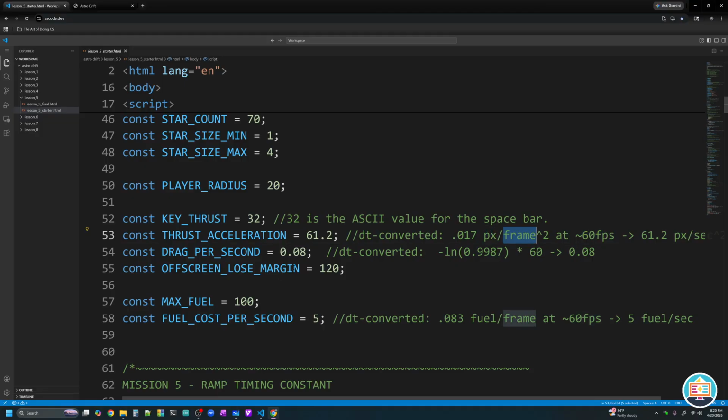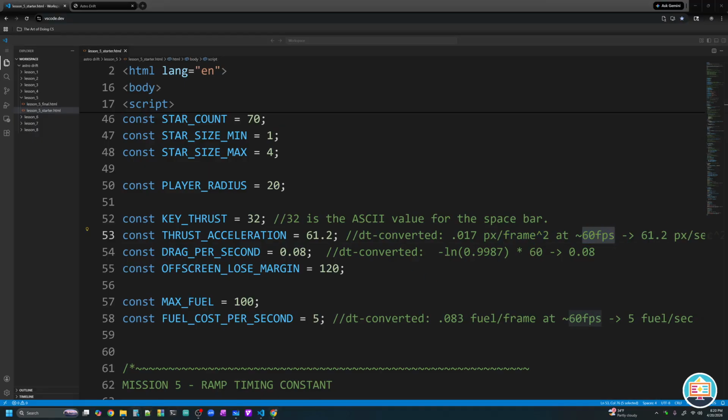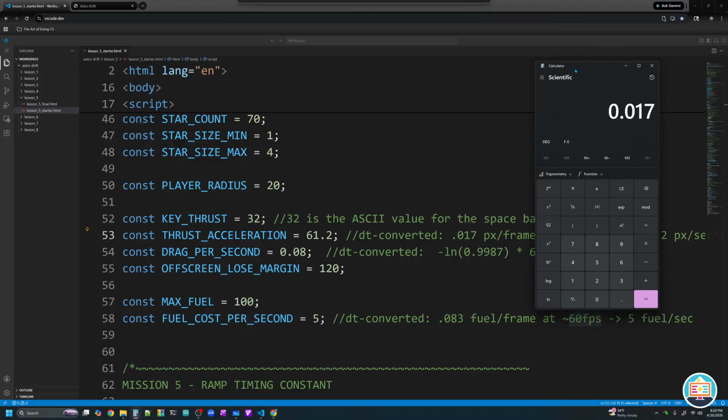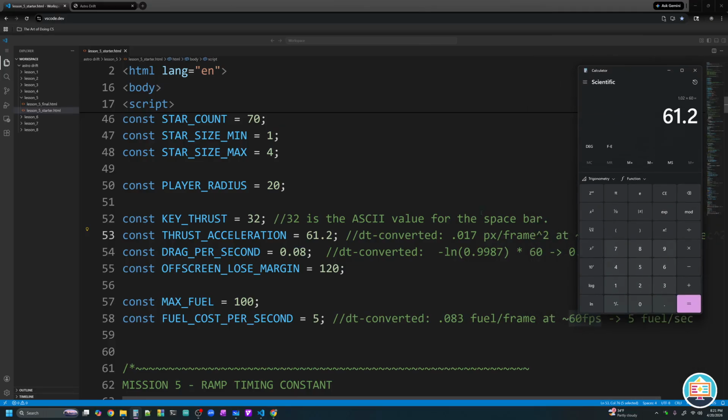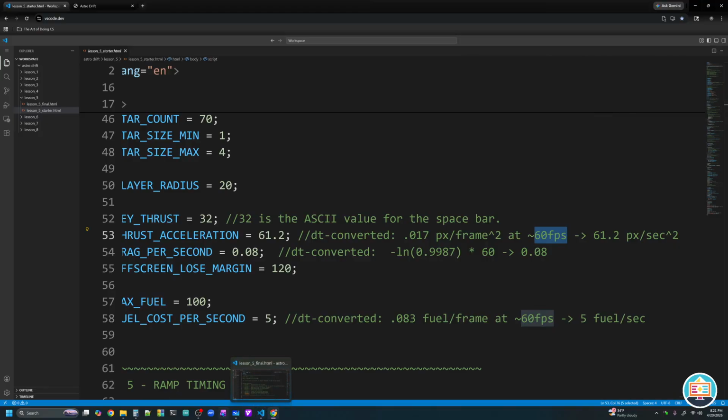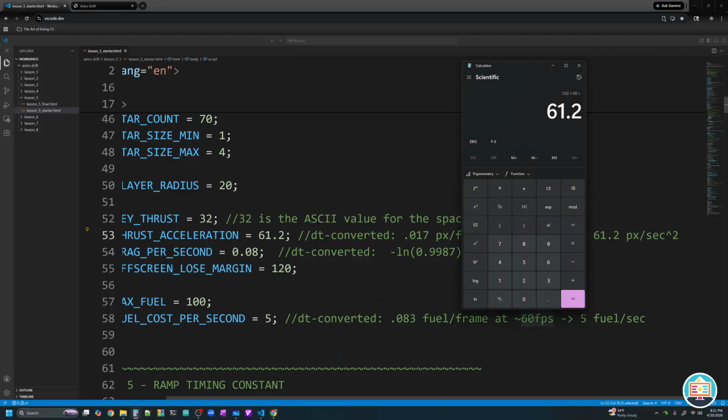And so what we're going to do here is, acceleration is essentially pixels per frame squared. So if I'm running at 60 frames per second, I need to take that 0.017, which was our original acceleration, multiply by 60 frames per second, and then multiply by 60 frames per second again. Why am I doing it twice? Because acceleration is typically frames squared in the denominator, all right? And so this is going to give me pixels per second squared. So I'm going to change that value to 61.2 pixels per second squared.